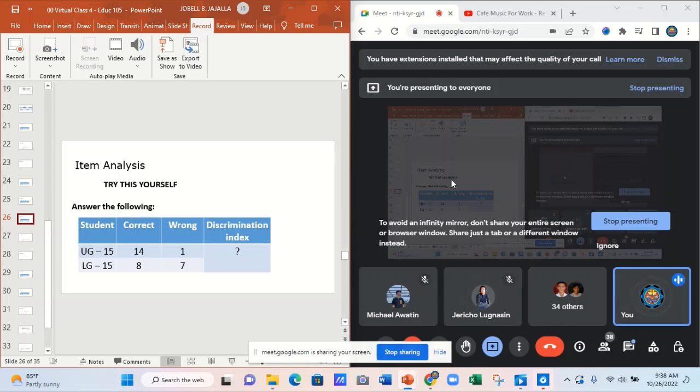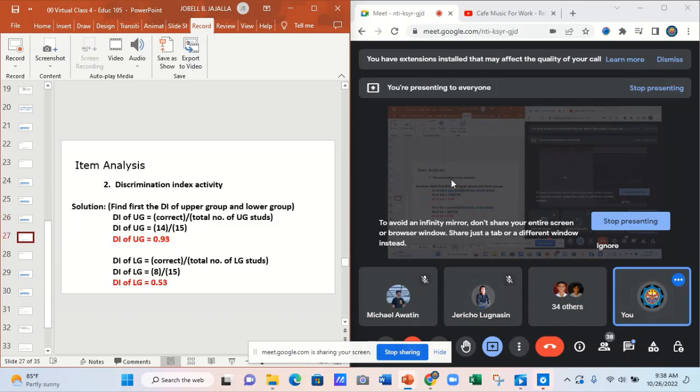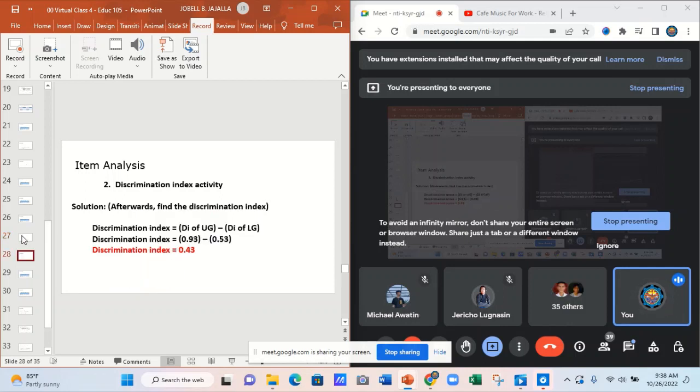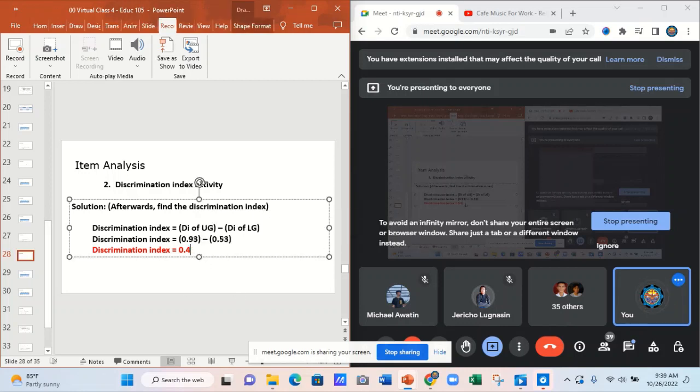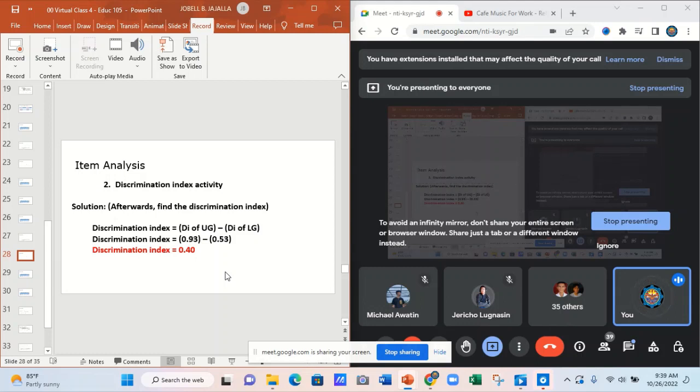Okay. So to reveal the answer, the difficulty index of the upper group is 0.93 and the difficulty index of the lower group is 0.53. So we deduct 0.53 from 0.93, then we get the value 0.40. Mali na yung 0.43. Napugo na akong slide.